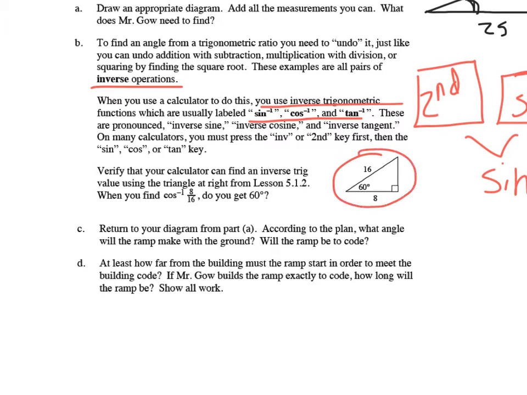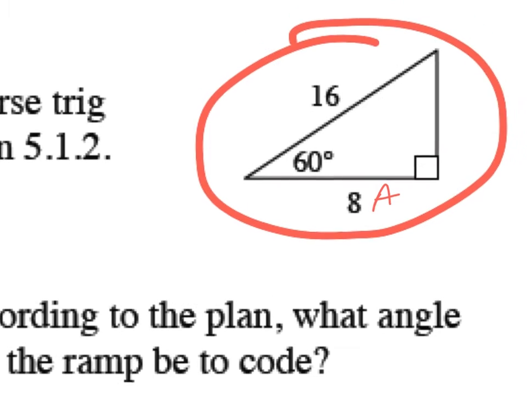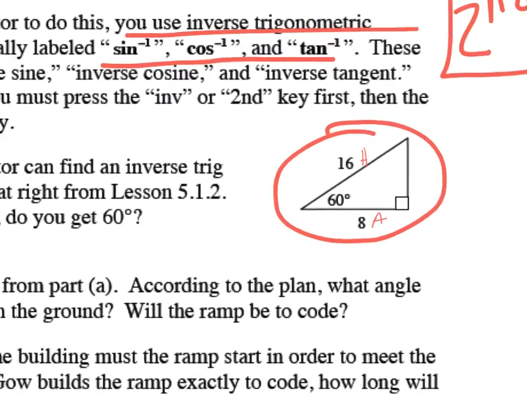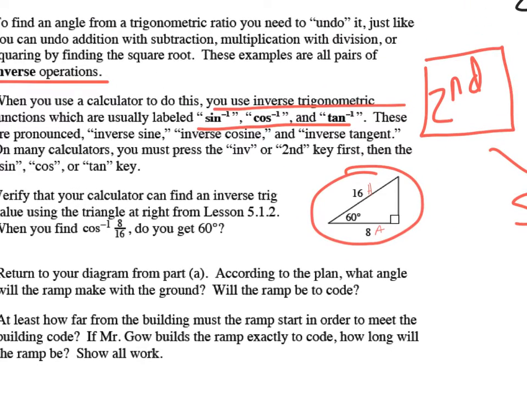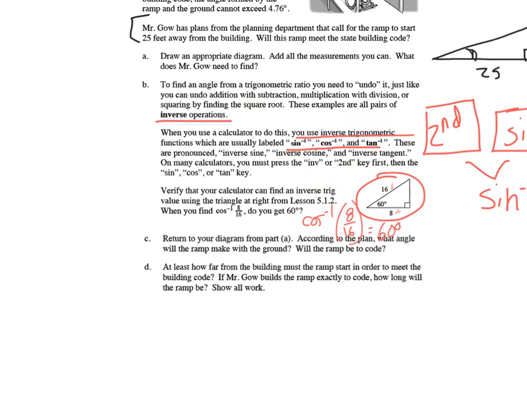So when you do this, which trig ratio should we use? Well, this is the adjacent leg to the 60 degrees, and this is the hypotenuse. So adjacent divided by hypotenuse is cosine. So if we do, just like the directions say here, the inverse cosine of 8 over 16, your calculator should tell you 60 degrees. Again, we need to make sure that we are not in radian mode, rather that we are in degree mode. So if you are unclear or have questions on something like that, please reach out, but you should be in degree mode and you should be getting 60 degrees.